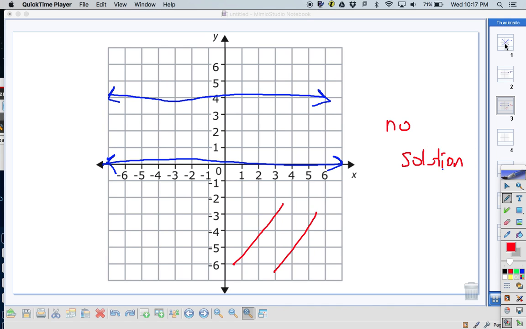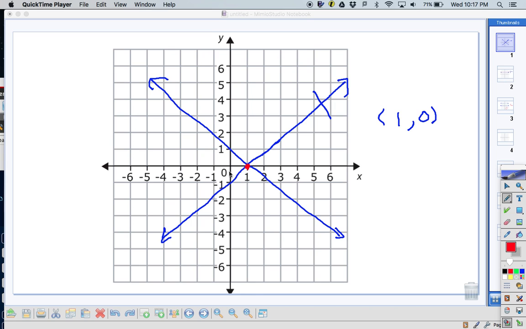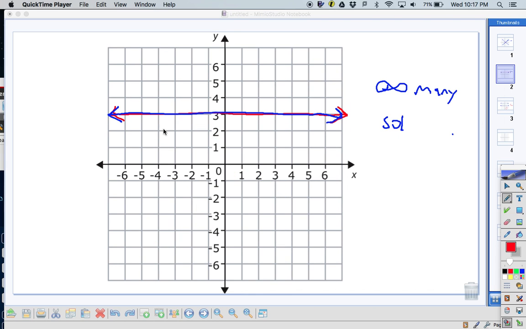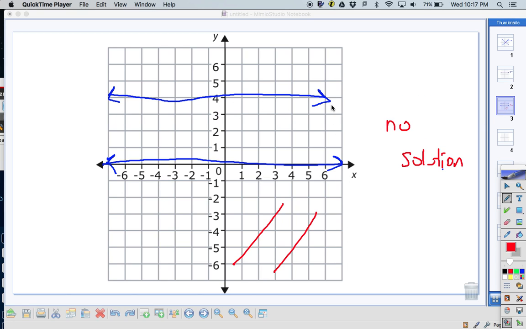So just like before, you got three possibilities. Two crossing lines, as long as they cross somewhere, you look for the intersection point. Then you write whatever that intersection point is. In this case, it's the point 1, 0. That's our single answer solution. Two lines that happen to be the same line, you would write infinitely many solutions. And if you have two parallel lines, you're going to write no solution.